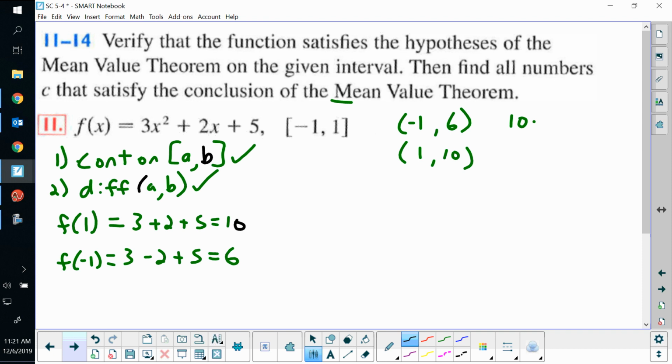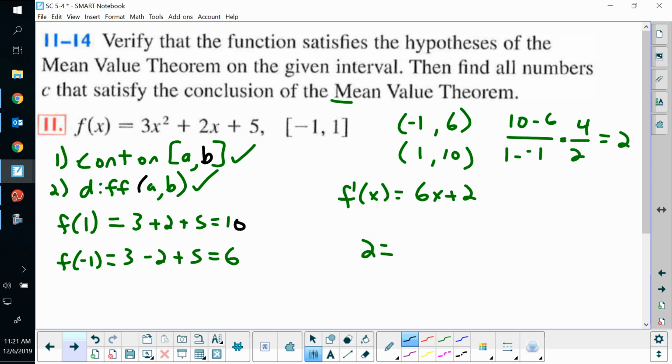So we'll do our slope. We got 10 minus 6 over 1 minus the -1, which will give us 4 over 2, which is just 2. That is what we will set the derivative equal to. So derivative would be 6x plus 2. We'll set that derivative equal to the slope between the endpoints. And what this is really saying, the meaning of this, is that our average rate of change, the 2 on the left, must be equal to our instantaneous rate of change on the right.